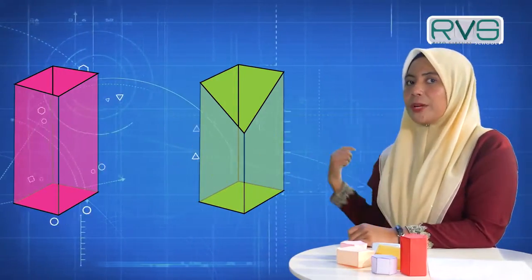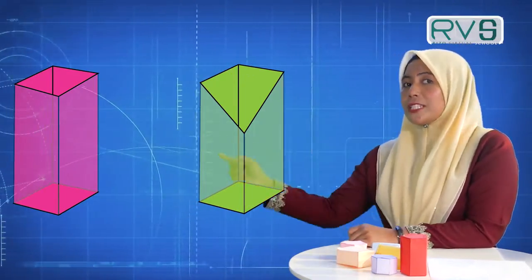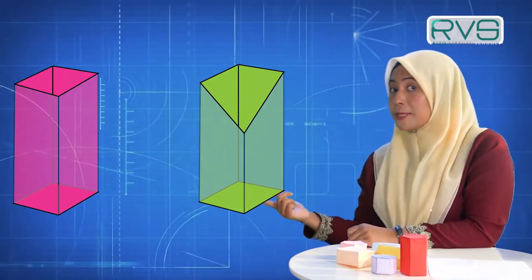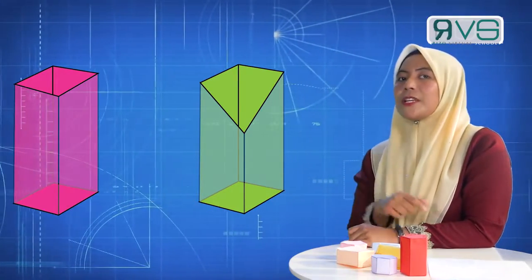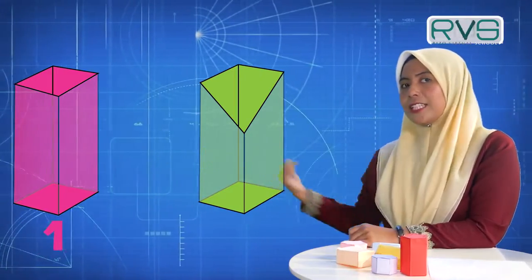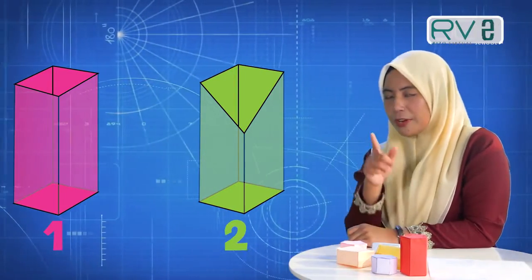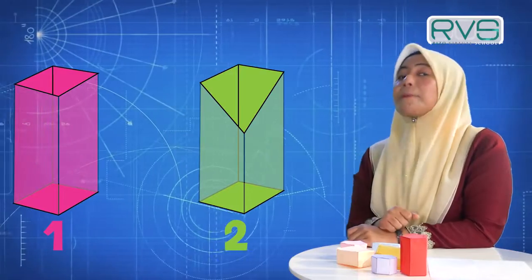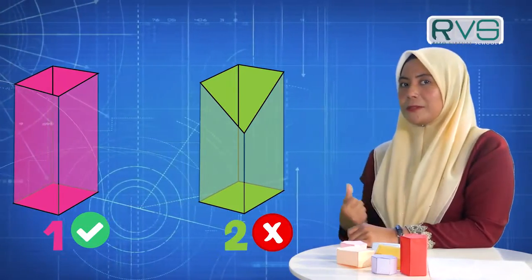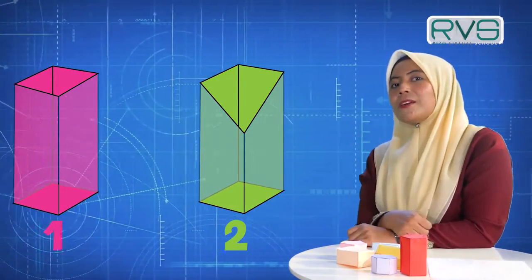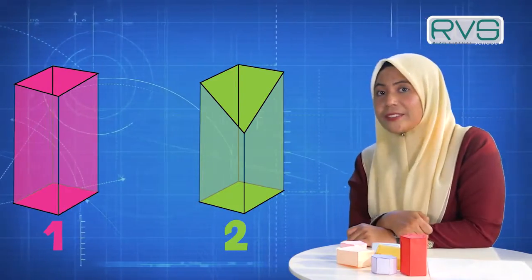One this one, and one this one. Alright, so which one do you think is a prism, or which one is not a prism? Number 1 or number 2? Okay, very good. Number 1 is a prism, but number 2 is not a prism. But why? Can you give me the reason why?